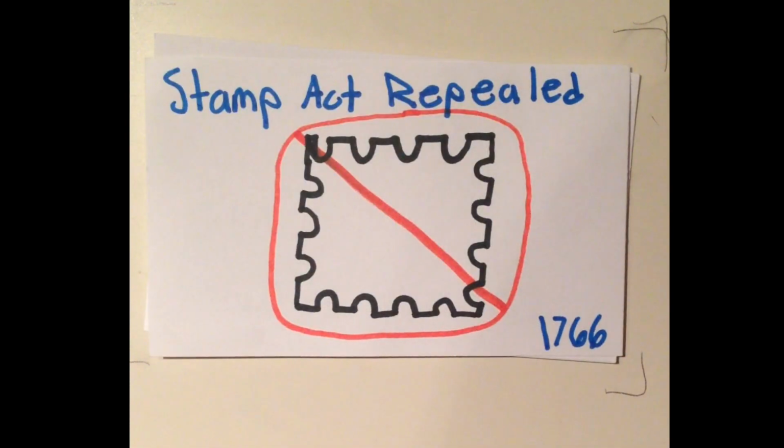In 1766, the Stamp Act was repealed because the Crown feared a civil rebellion in the colonies. It was replaced with the Declaratory Act as a way to save face. This just said that the British could tax in the future.